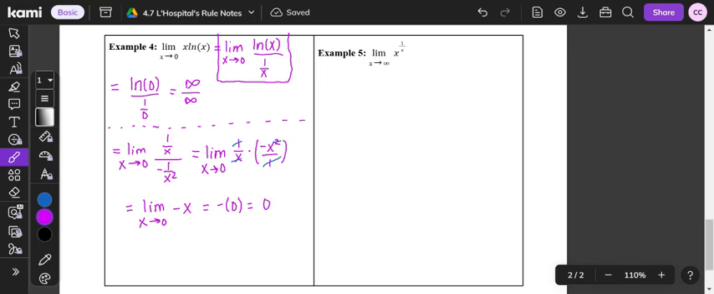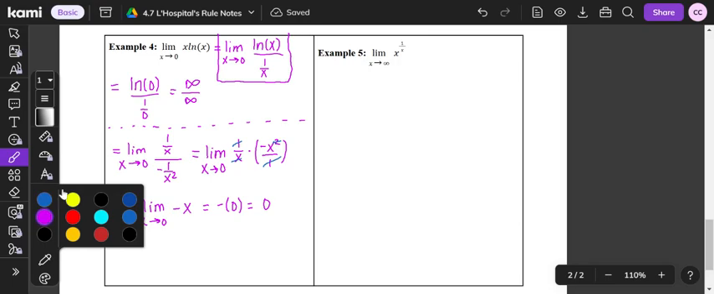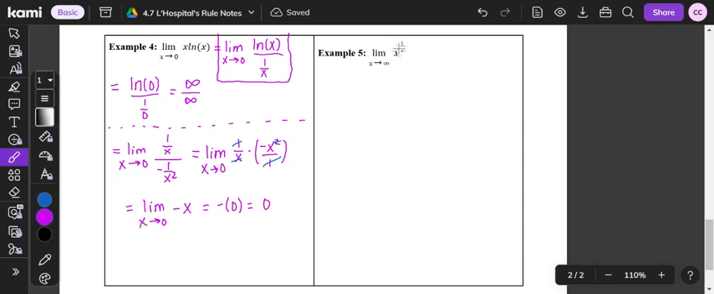Okay, finally, last example. We have example 5. The limit as x approaches infinity of x to the 1 over x power. So this is another one of those that, yes, even though there's a fraction right there, this is x to the power of something. It is not a quotient. So we're going to have to do some sort of rearranging in order to get this to be something that we can use L'Hopital's rule for.